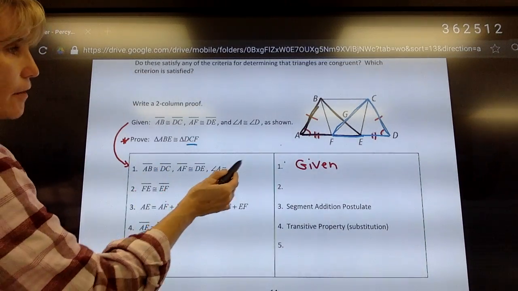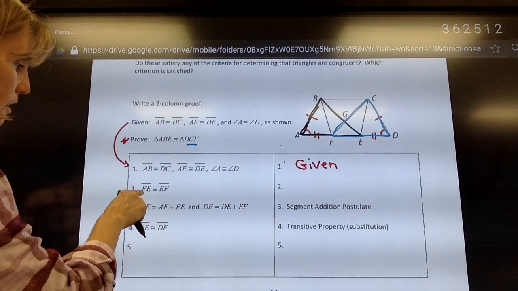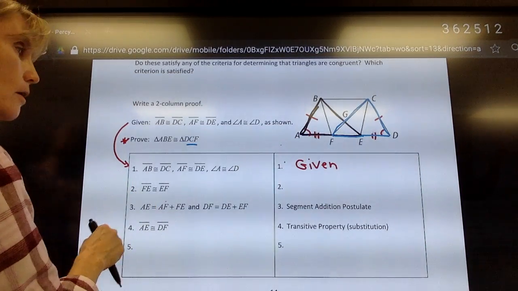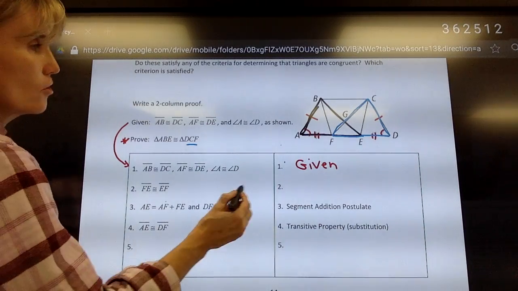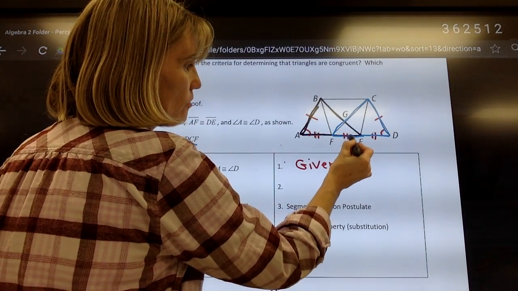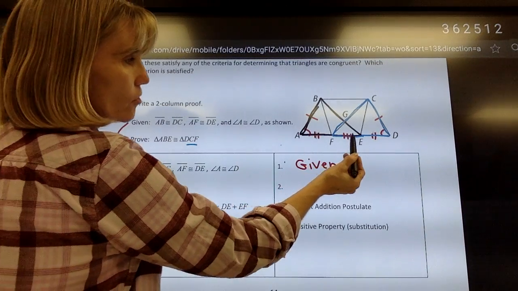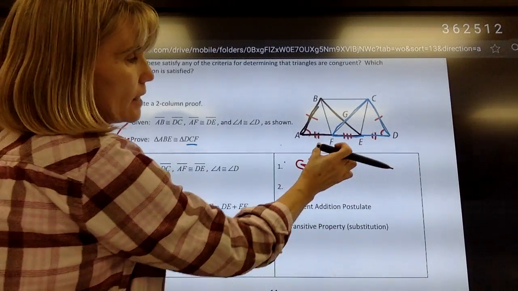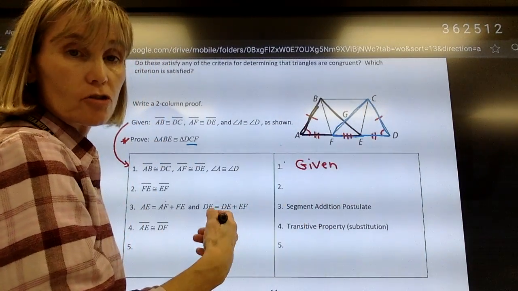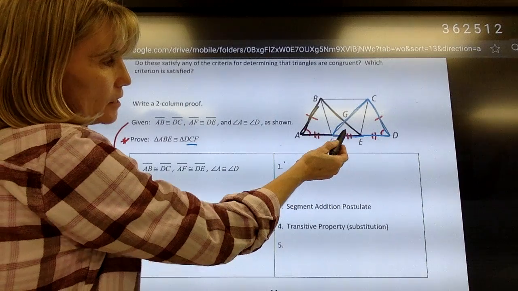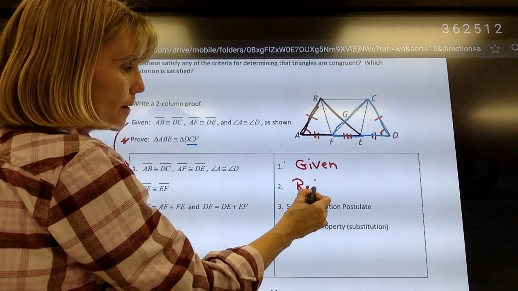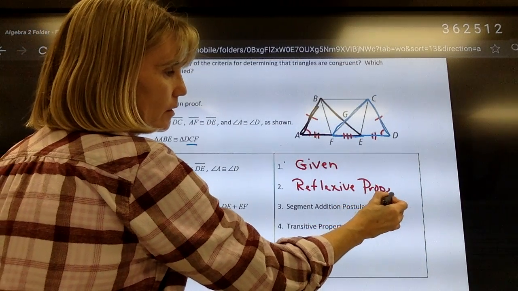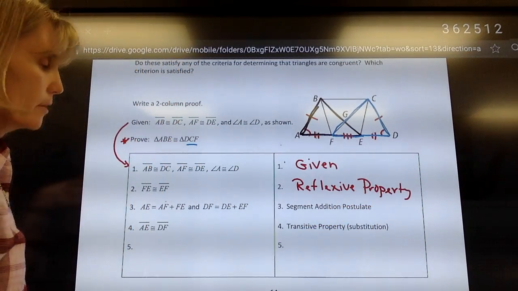Okay, so I've copied down the given and I've marked it in my picture. And then it says segment FE is congruent to segment EF. FE is this piece right here. Well, why is that congruent? If you'll notice, it's got a black line under it and a blue line under it. That's the same segment and it's part of both triangles. So just as we've seen many, many times, that segment is congruent to itself. That's the reflexive property, or a shared side.